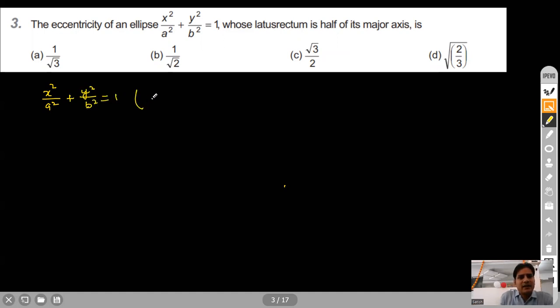So I will assume a is greater than b. Again, if you want to assume b greater than a, you can do, not an issue. So considering this, what will be the length of latus rectum for this ellipse? It will be 2 times b square upon a, right? 2 times b square upon a.